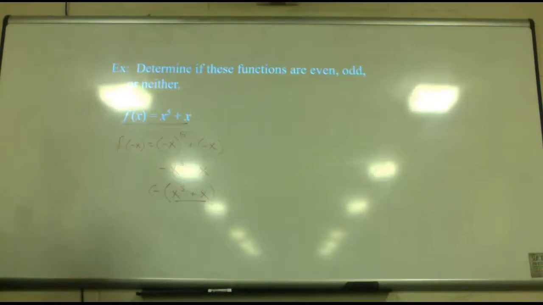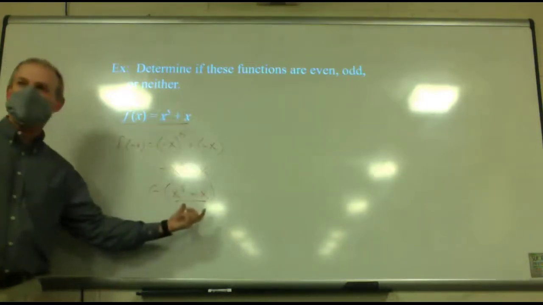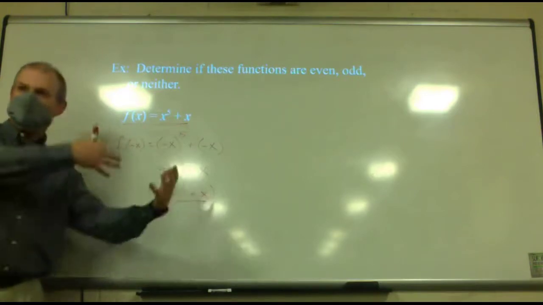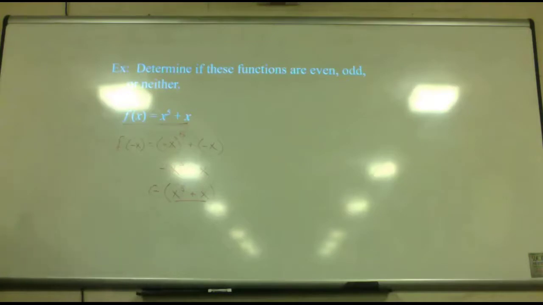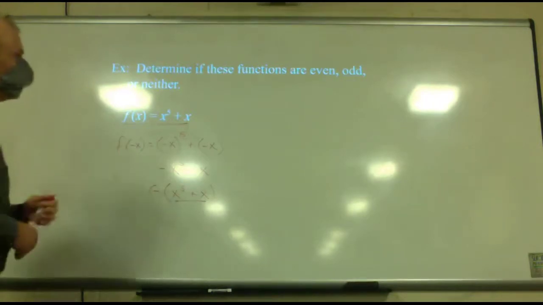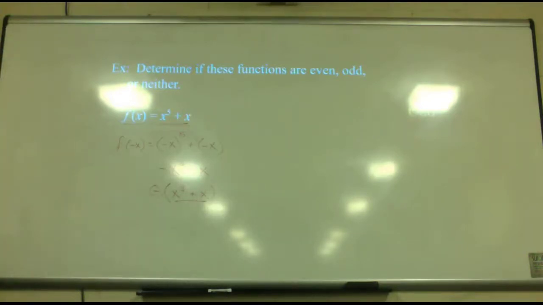Okay, so if this is exactly the same as what you started, it's even. If it's exactly the opposite, like this, a negative, and then what you start with, that makes it odd. If it's not either of those, if it's not even or odd, we just say it's neither. So you've got those 3 options. It's either even, odd, or neither. Okay. So that one is odd.